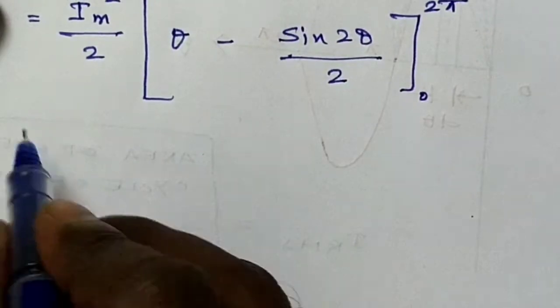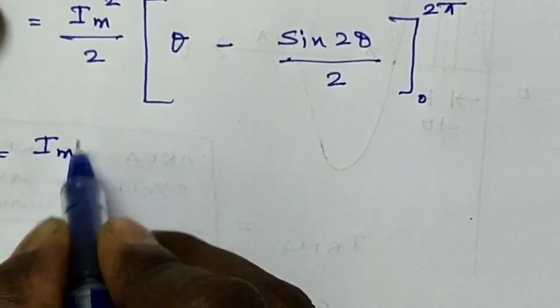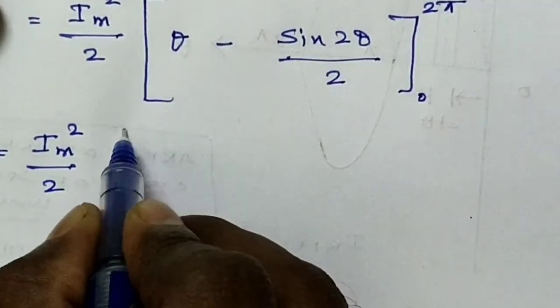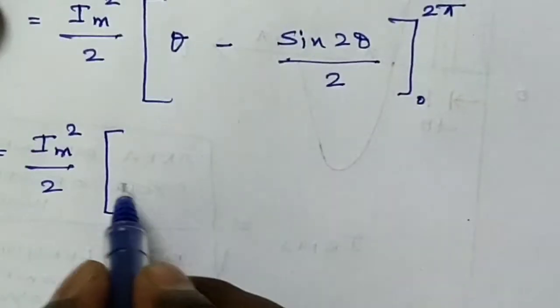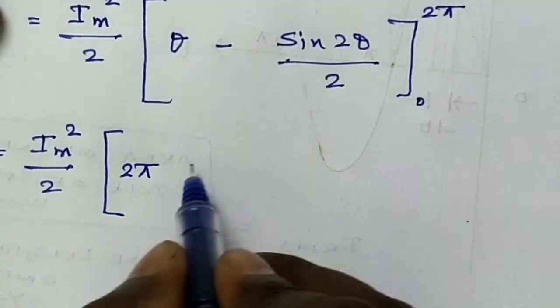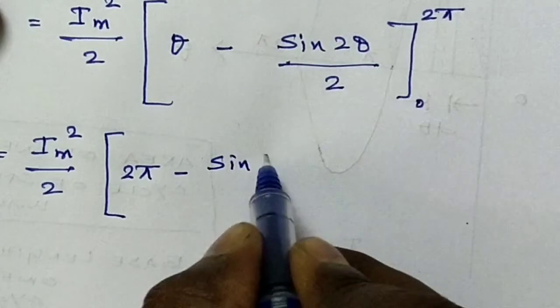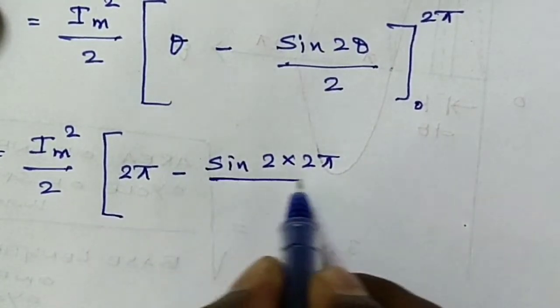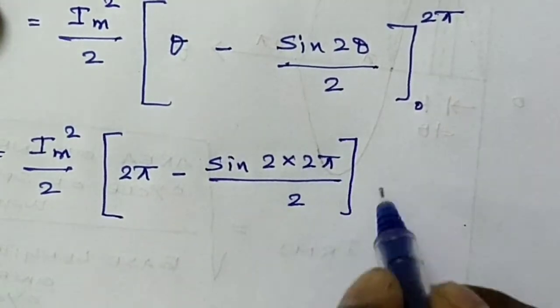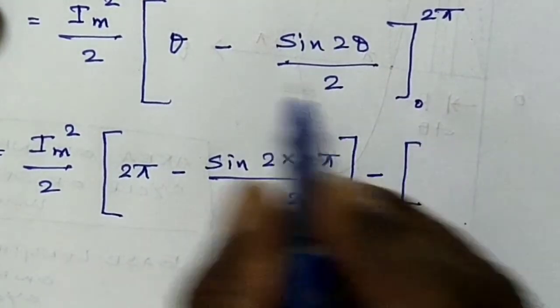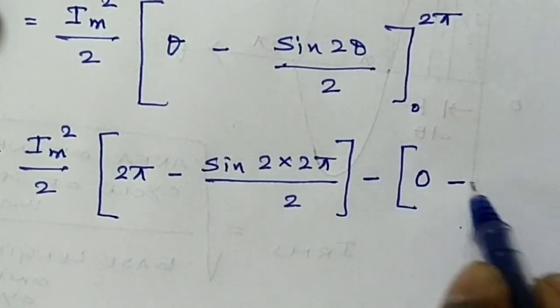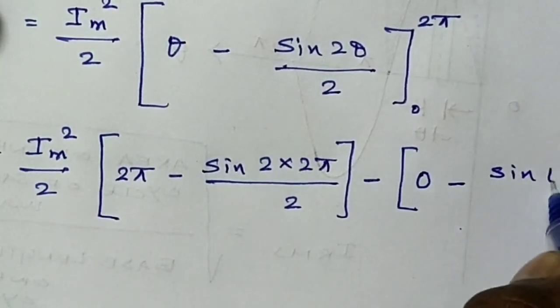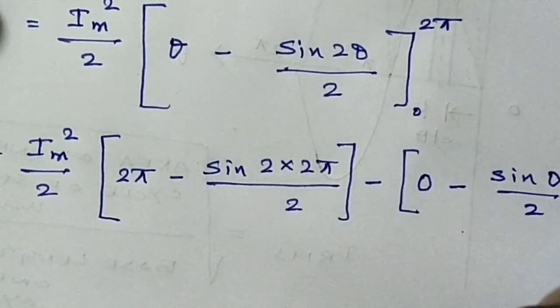Now here substitute the limit value. So that is the Im squared by 2. First limit, that is the 2 pi, then minus sin 2 into 2 pi divided by 2. Minus lower limit means that is the theta equal to 0, minus sin 0 divided by 2.